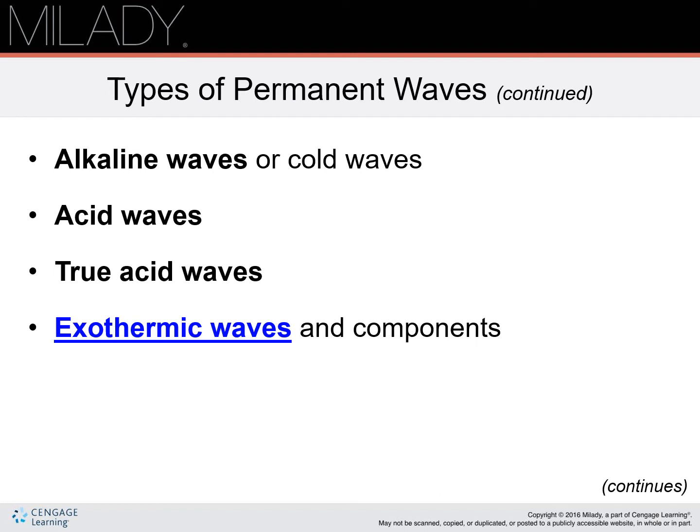Okay, let's talk about acid balanced waves. They are permanent waves that have a 7 or neutral pH. Because of their higher pH, they process at room temperature and do not require added heat or a hair dryer to process. They produce firmer curls than true acid.